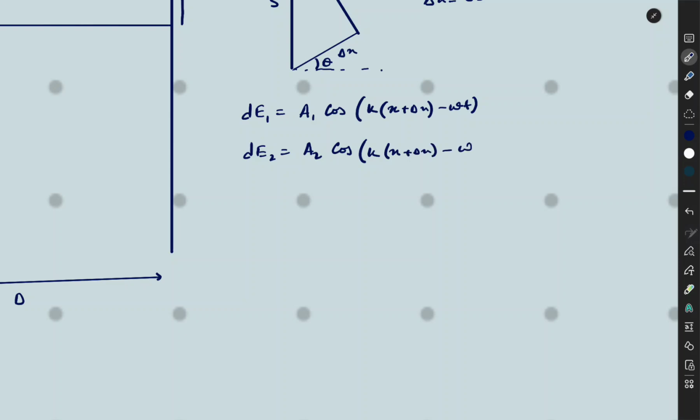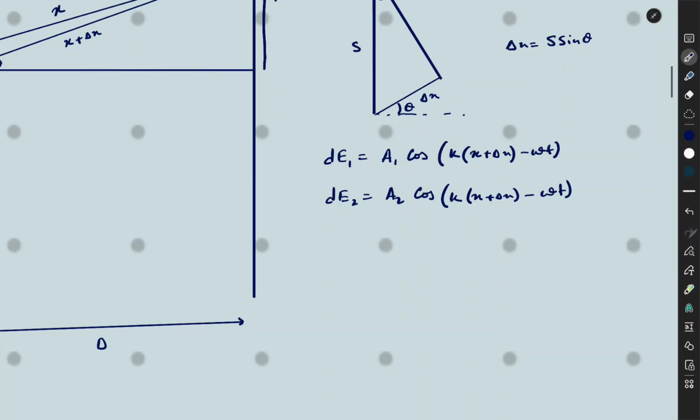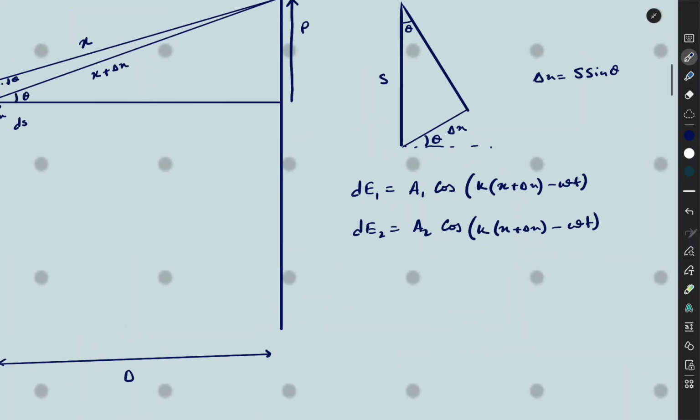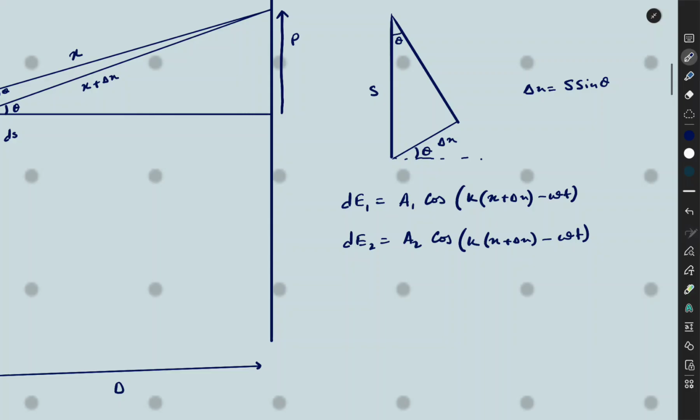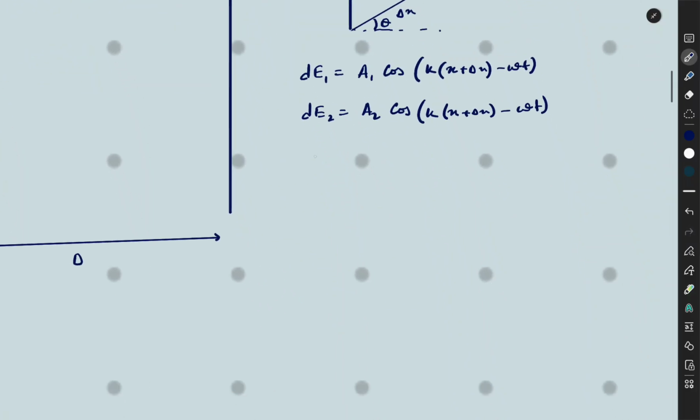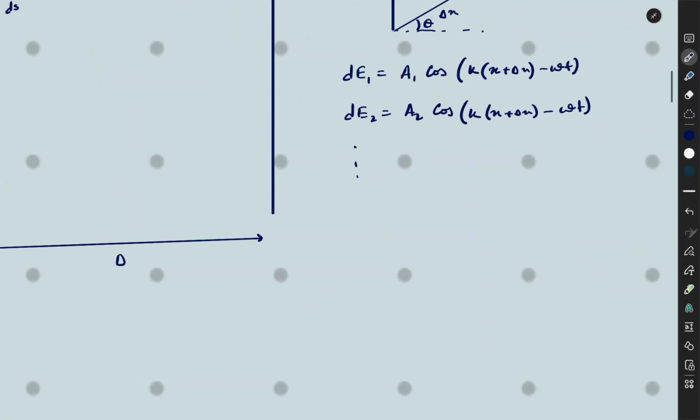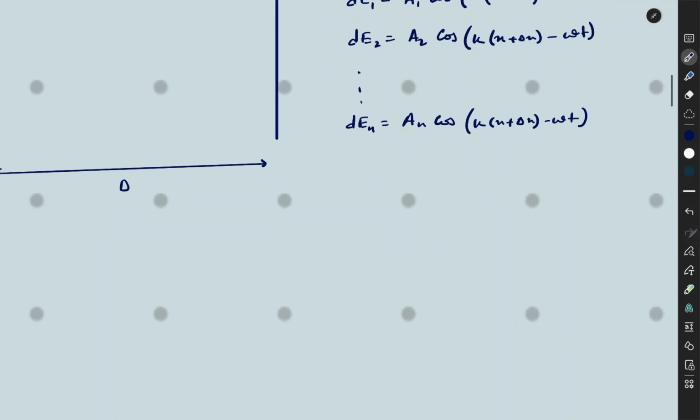This will not change, because we have taken our mathematics that way, that delta x, if we see for the whole slit, is always S sine theta. Therefore we will get n number of elements, dEN equal to AN cos of k into x plus delta x, minus omega t.